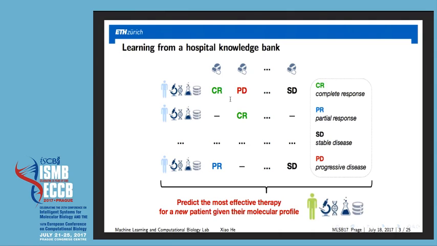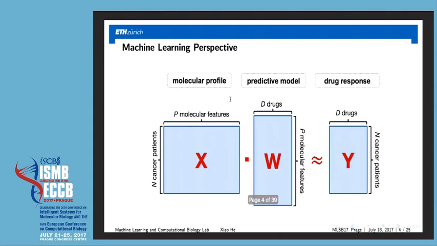This is the whole idea of personalized medicine. So how can we do it with machine learning? We have X as the molecular profile of the patients, with N patients and P molecular features, and Y is the drug response for the D drugs measured on these patients. Then we learn a predictive model, W, so that X times W can approximate Y. Afterwards, if a new row comes with a new X, the new X times W gives us the predicted drug response Y.